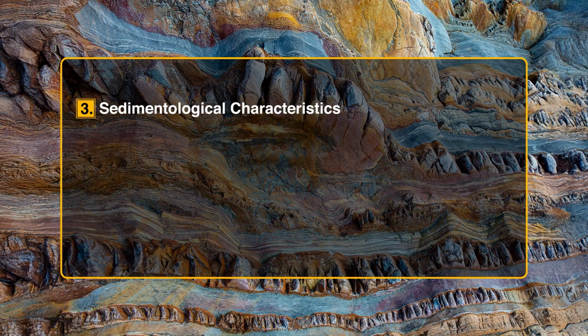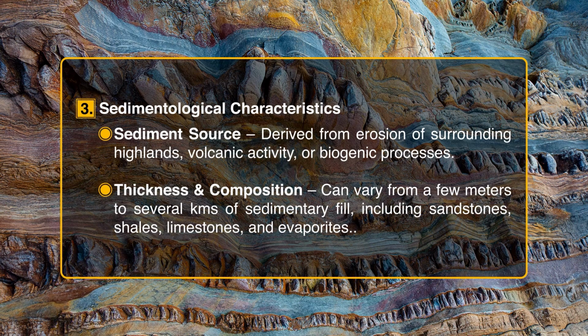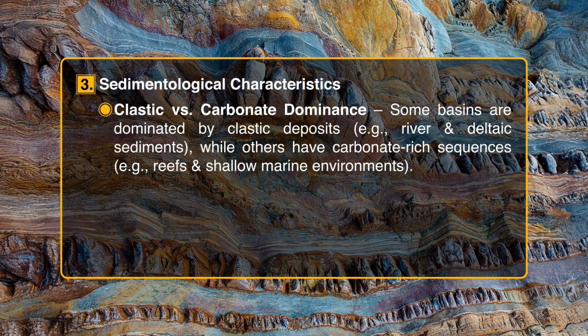Now, coming to the third characteristic, that is sedimentological characteristics. Sediment source could be another characteristic that could be helpful in characterizing a sedimentary basin. So, whether the sediments are derived from erosion of surrounding highlands or volcanic activity or biogenic processes. Then the thickness and the composition could vary from a few meters to several kilometers of sedimentary fill, including sandstone, shales, limestones and the evaporites. Then the clastic versus the carbonate dominance, what is dominant in that basin.